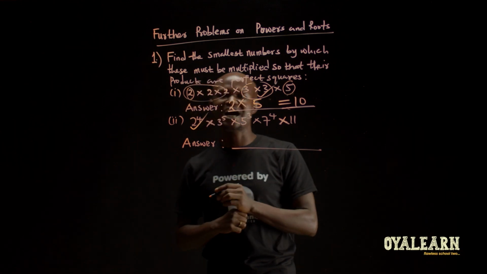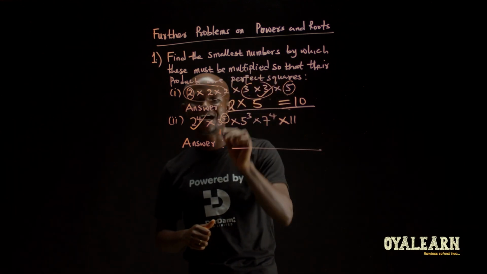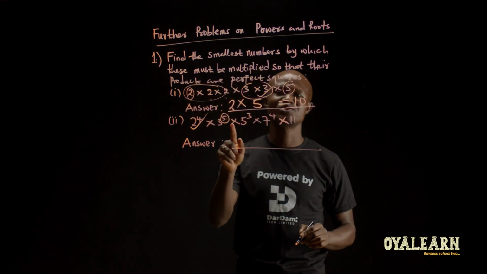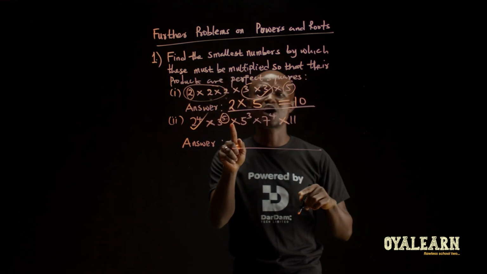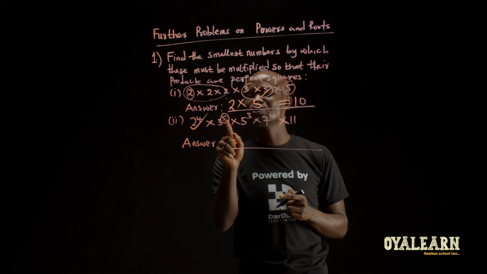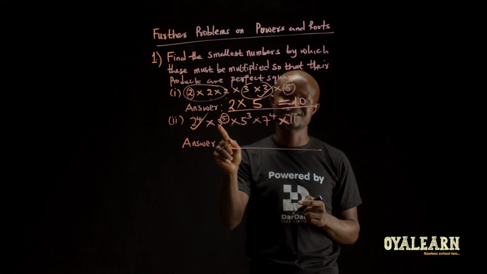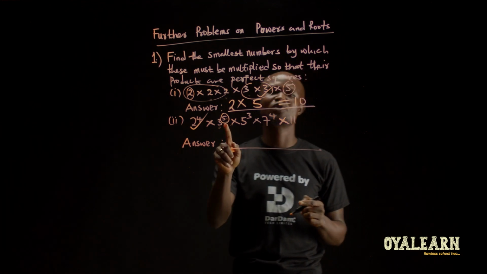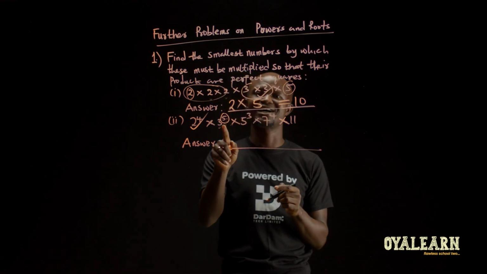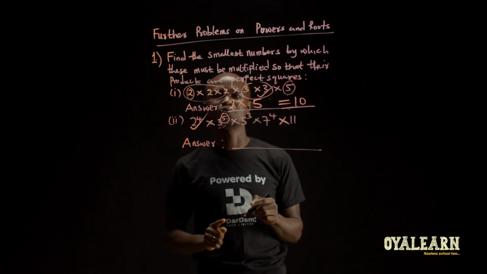3 raised to the power 5. Now looking at what we have here, 5 is what? The power is odd. So for us to make it even, what do we do? We need to add 1. When you add 1 to the power of 3, you will have 6, so that will make it even. So we need 1, 3 to make it 3 raised to the power 6.